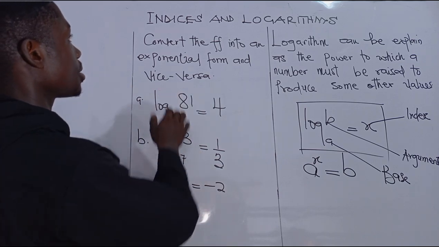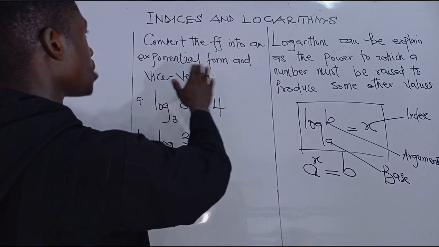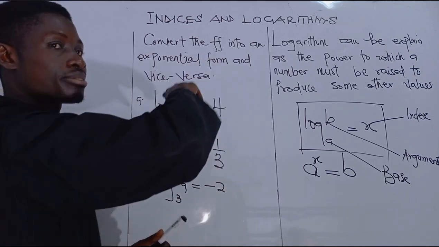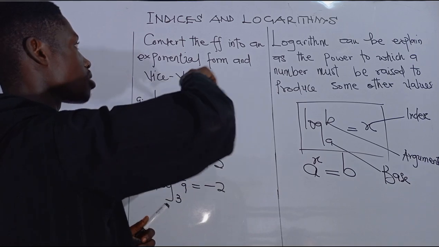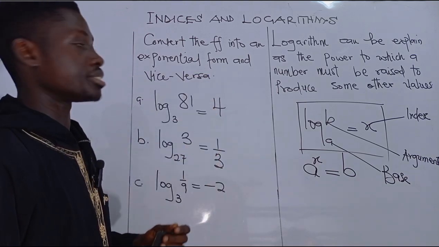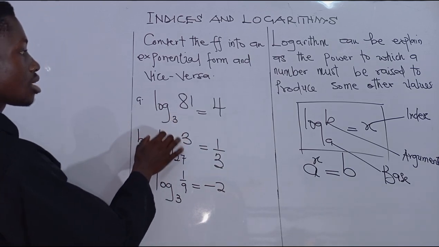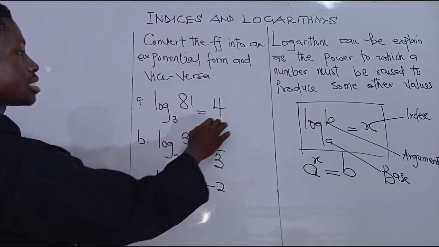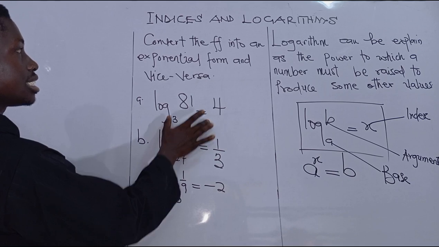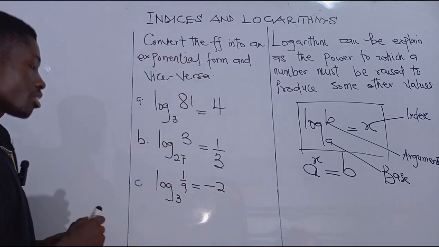Now, let's look at this. We want to convert the following into an exponential form and then vice versa. That is, we want to convert it back to a logarithm form. So we have the following. Log of 81 to the base of 3 is equal to 4. We want to write this in an exponential form.